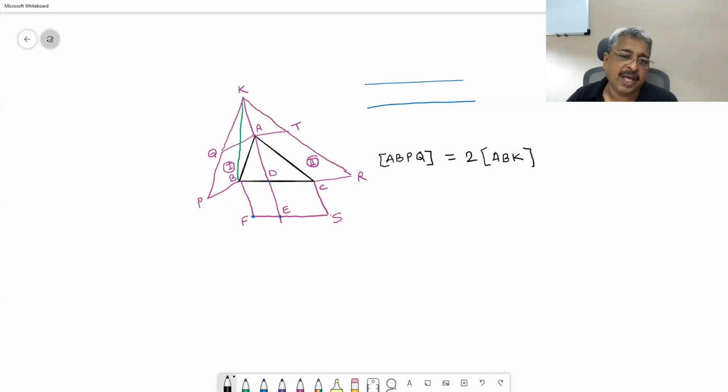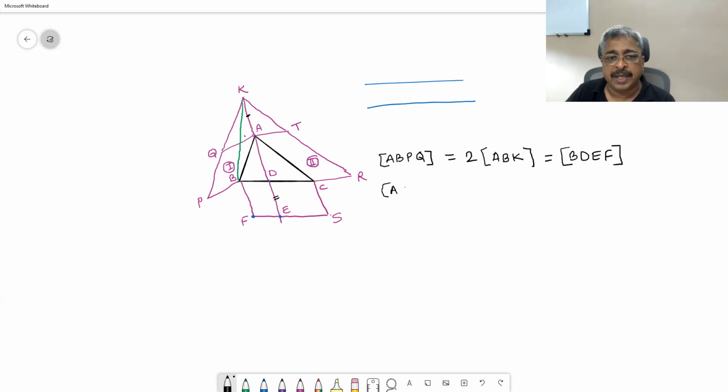But then area of triangle ABK, because this base is the same and the corresponding height, if we consider the distance between these two parallel lines, then these two bases are equal. Therefore, 2 times the triangle area is equal to the area of parallelogram BDEF. Same base, same height, except that this is a triangle, but it is 2 times the triangle, therefore parallelogram. Similar working we can do on the other side.